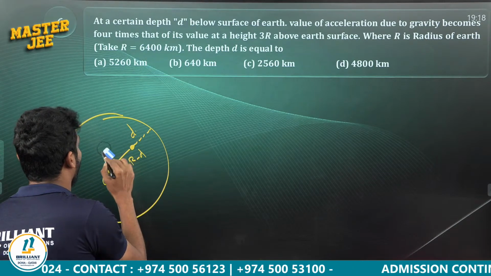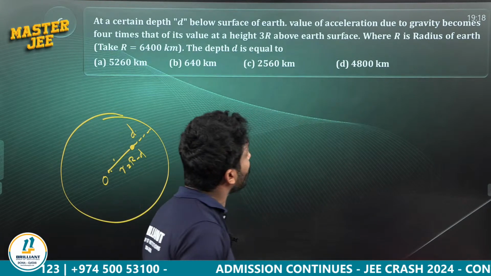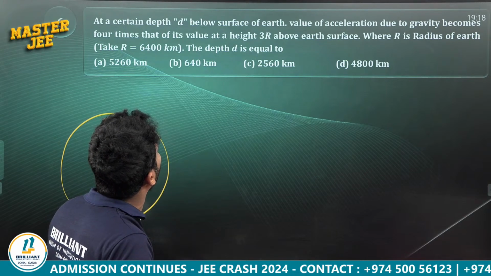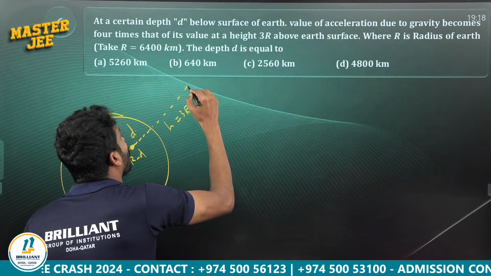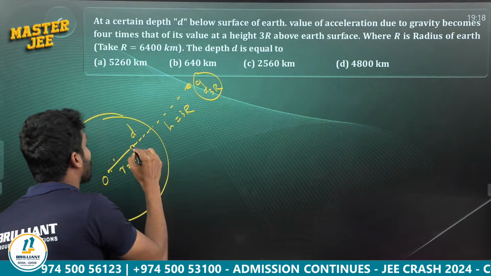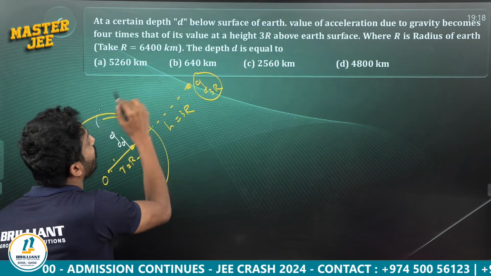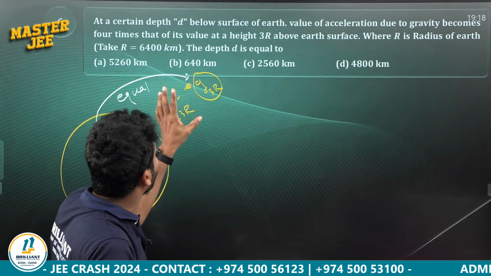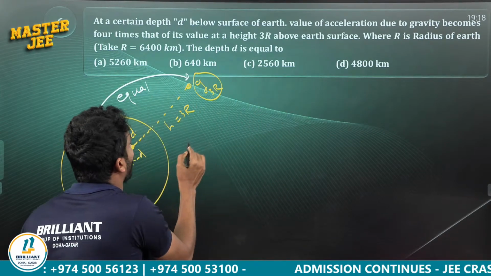Okay. Now what they are saying is that at a certain depth d below the surface of the earth, the value of acceleration due to gravity becomes 4 times that of its value at a height 3r above the surface. At a height h equal to 3r, what is the acceleration due to gravity here? G at 3r, this value, and the acceleration due to gravity at the depth, this g_d, these values are related as given in the question, where r is the radius of the earth. Good. The depth d is asked.